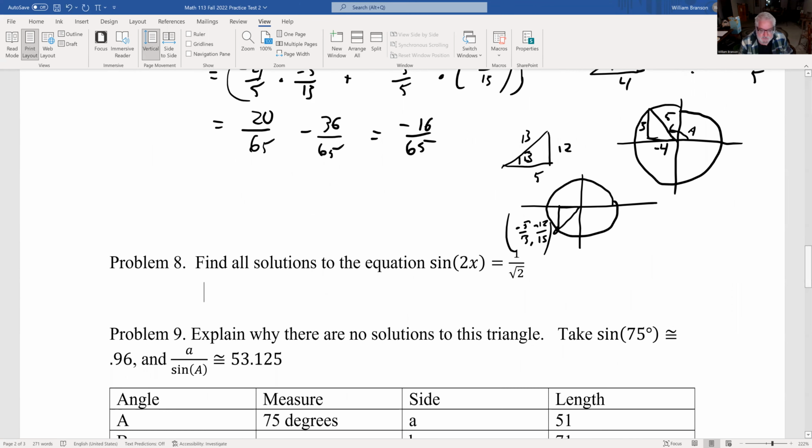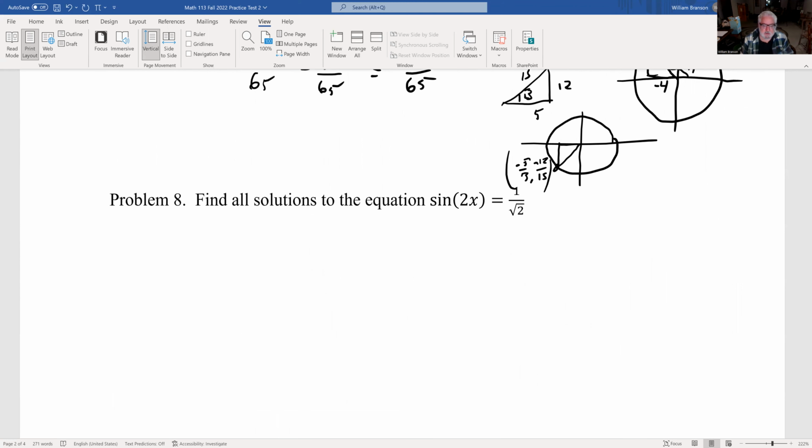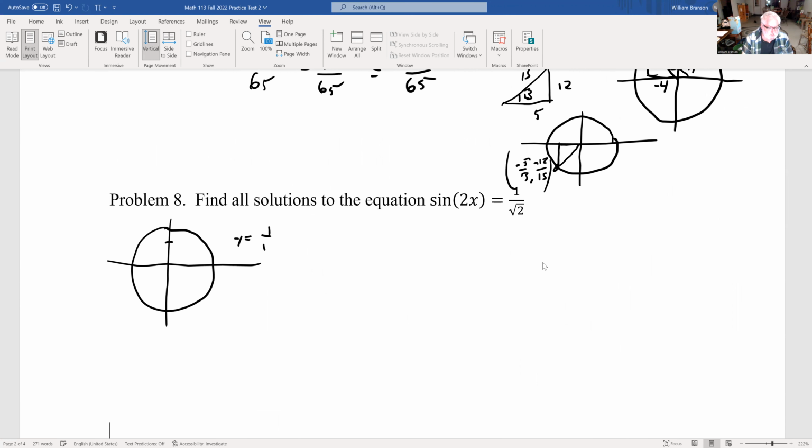So find all the solutions to sine of 2x equals 1/√2. Well, remember our unit circle. If y equals 1/√2, which is the same thing as square root of 2/2, then there's two angles that give me that. One is 45 degrees. I'm going to do this in degrees instead of in radians. And the other is 135 degrees.